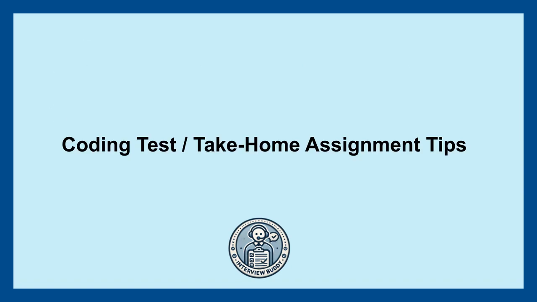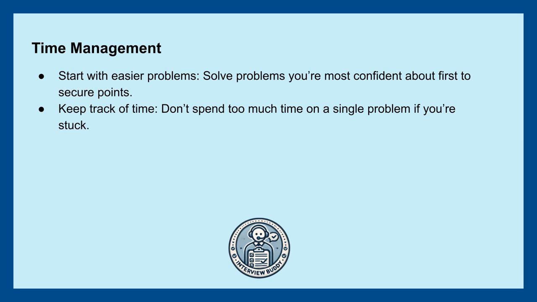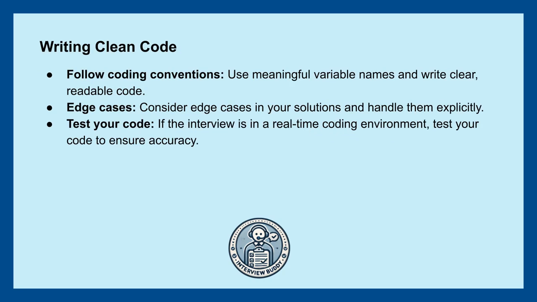Coding test take-home assignment tips. Start with easier problems. Solve problems you're most confident about first to secure points. Keep track of time. Don't spend too much time on a single problem if you're stuck. Follow coding conventions. Use meaningful variable names and write clear, readable code. Edge cases. Consider edge cases in your solutions and handle them explicitly. Test your code. If the interview is in a real-time coding environment, test your code to ensure accuracy.